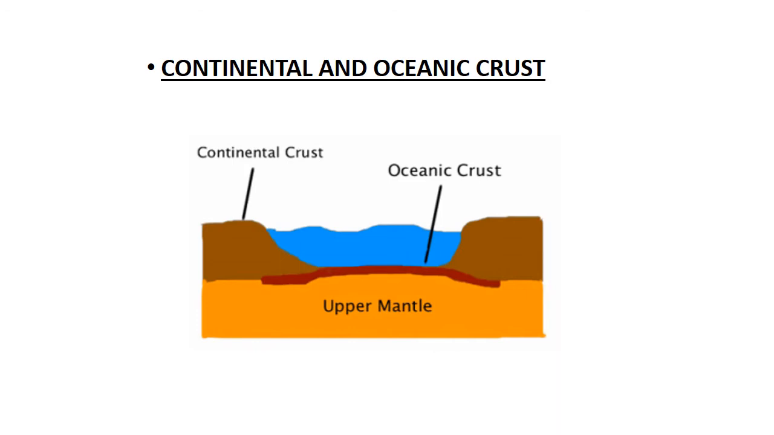Continental crust: the continents are mainly composed of silica and aluminium. Because of their high proportion in this layer, the layer was earlier known as sial. So continental crust is also known as sial because silica and aluminium are in high proportion in this layer.